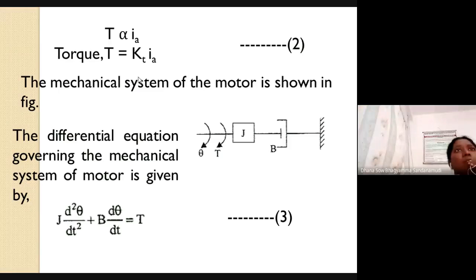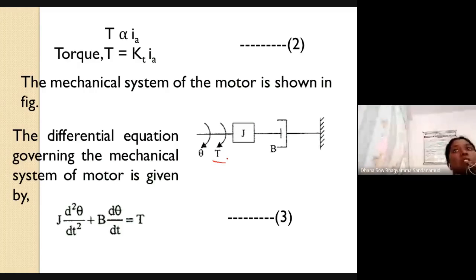Now, the mechanical system of the motor you can represent by J, the moment of inertia, and the friction. So the torque applied, let us assume T. The torque that is induced, we can say, instead of applied, we can use the word torque is induced.